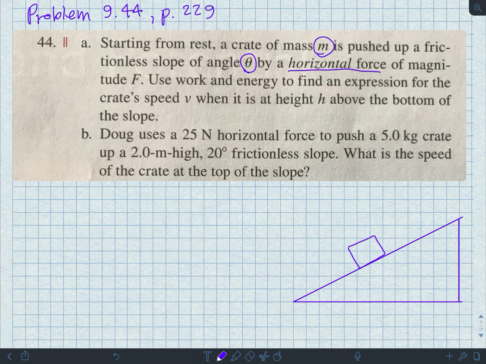Okay, so we're pushing this crate up this slope, but we're pushing on it horizontally. So our force looks like this. It's not up the incline, it's horizontal. Okay. And we know the magnitude. So we want to use work and energy to find an expression for the crate's speed, v, when it is at height h above the bottom of the slope.